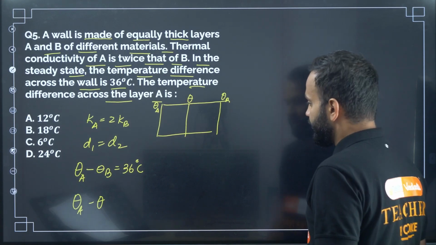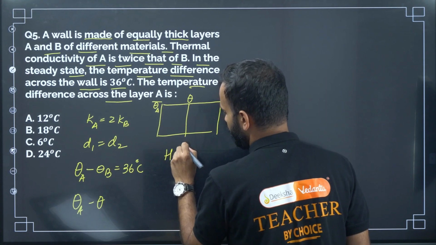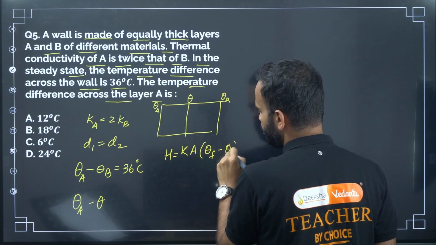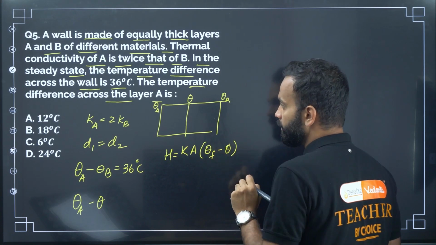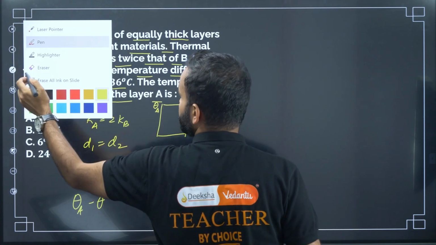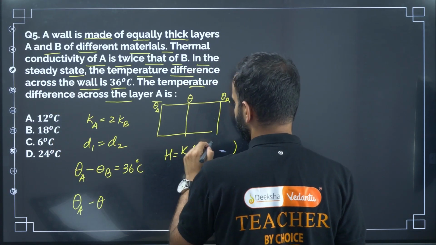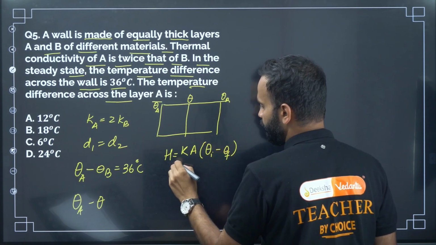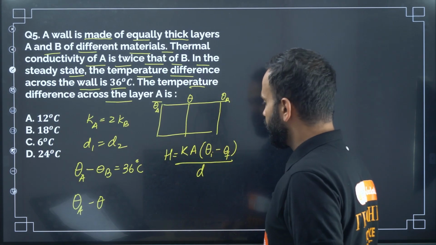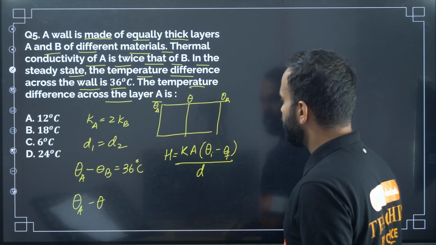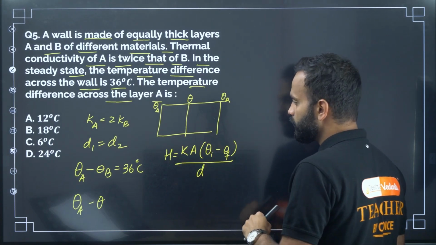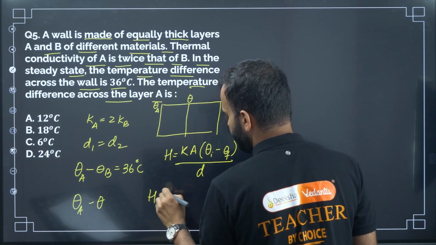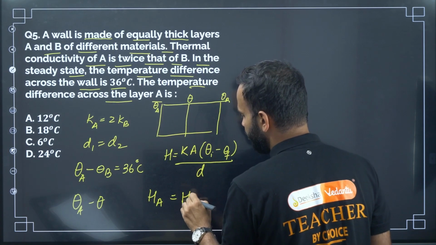So we know that heat current H is equal to K into A into initial temperature minus final temperature divided by D, okay? A is the area of this wall, and the area of the wall is the same. Thickness is also the same, isn't it? So now HA, heat current of A, is equal to heat current of B, right?